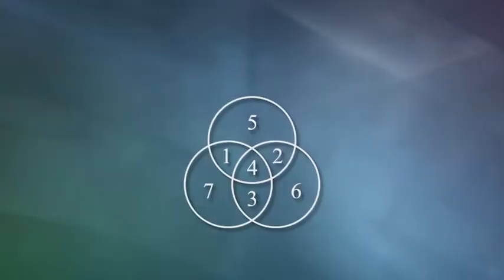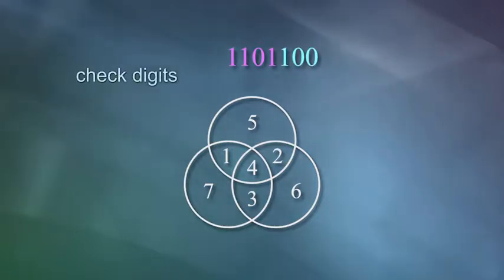A more efficient code is something called a Hamming code, and it involves looking at the following Venn diagram. The idea is to take a 4-bit string like 1101 and replace it with a 7-bit binary code vector by adding 3 check digits to it. These check digits operate in such a way that if any one of the bits in the 7-bit string gets corrupted, you can figure out which bit it was and fix it.